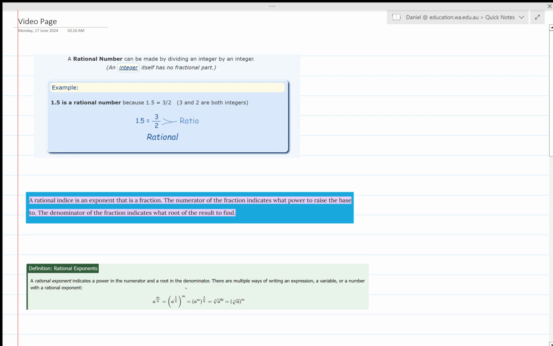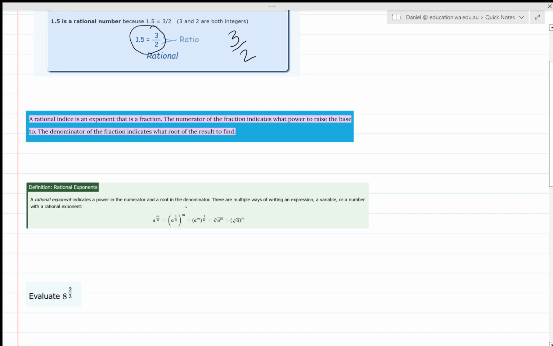So let's review what a rational number is. A rational number is a number that can be made by dividing an integer by another integer. So for example, 1.5 we know is a rational number because it can be written as 3 over 2. Rational. What are some things that aren't rational numbers? Pi, square root of 2, lots of others. They're known as irrational numbers.